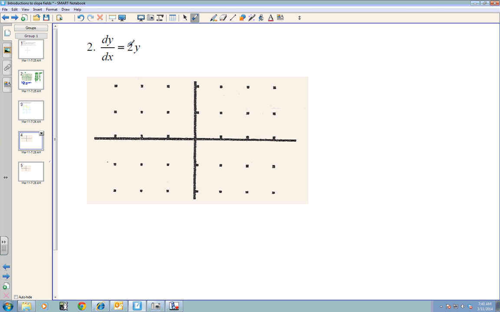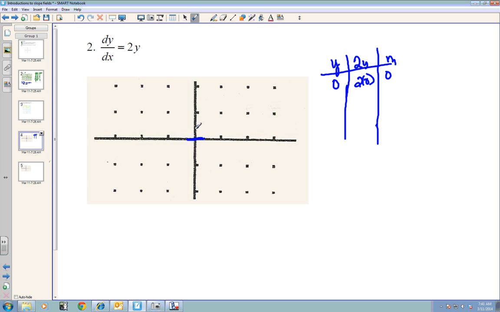dy/dx equals 2y, so they've already found the derivative. Okay, I'm going to draw my little t-chart. In this case, I don't even need an x column, right? Because I don't need to plug in x here. So I have my y column, 2y, and then I'm going to write down what my slope actually is. So at the point 0, 0, so when my y is 0, my slope is 0.